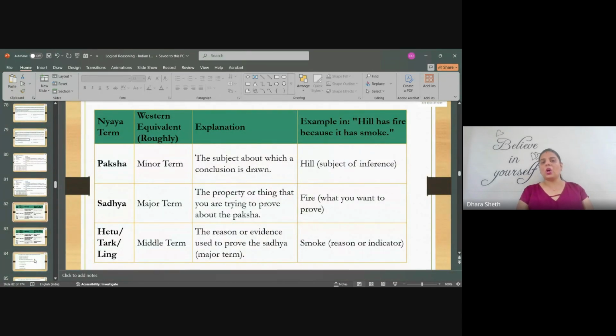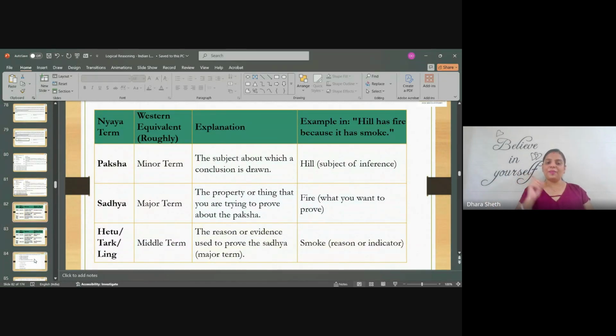Then we had also talked about minor term, major term, and middle term. So in Western syllogism, we have two premises and one conclusion. Whereas in Indian Nyaya philosophy, you have 5 statements. Okay? Pratijna, Hetu, Udaharan, Upanay, and Nigaman. It's 5. In Aristotelian or Western logical reasoning, you have 3 statements. 2 premises, major premise, minor premise, and conclusion. So there we had major term, minor term, and middle term.